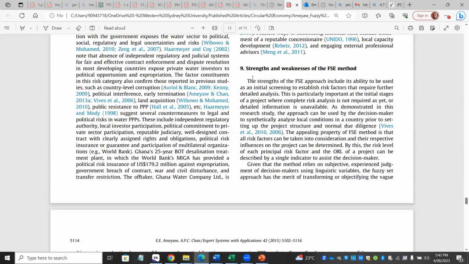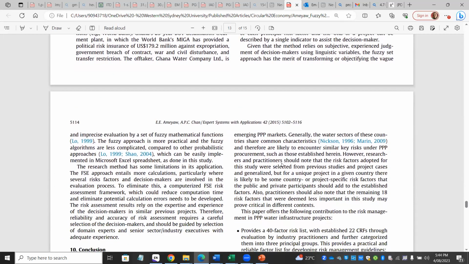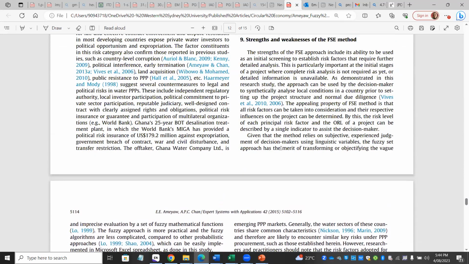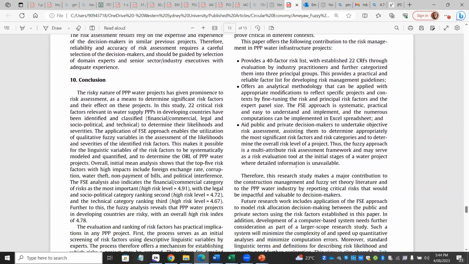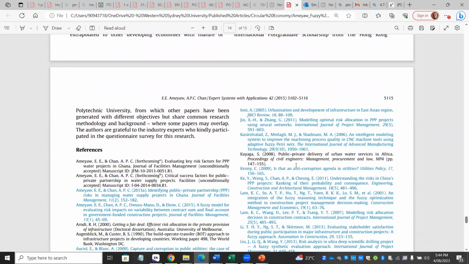Then the authors went ahead to even give the strengths and weaknesses of the fuzzy synthetic evaluation method. If I am a reviewer, I will tell the authors to move this to the conclusion section and add it to the limitations of the paper. But that's also good. It was presented, and that's great. Okay, so I think that's all for today.